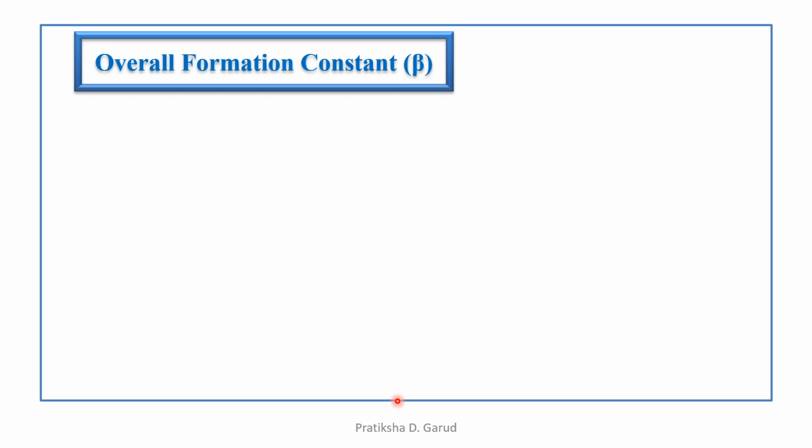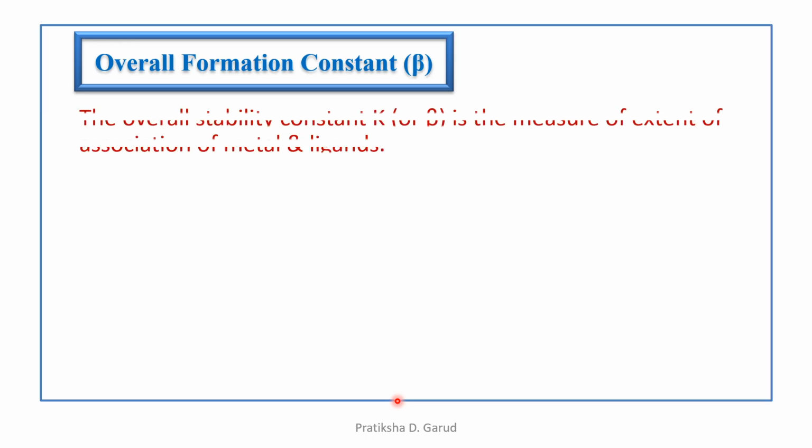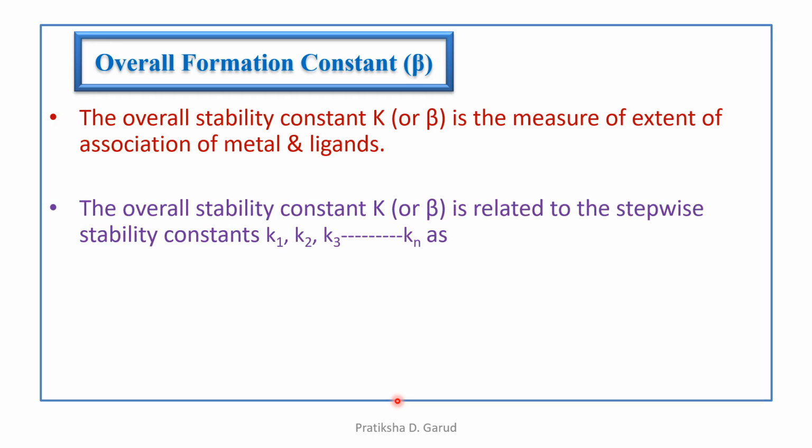Now let us start with the second type, that is the overall formation constant, and this overall formation constant is represented by the symbol beta. The overall formation constant, that is capital K or beta, is the measure of extent of association of metals and the ligands. The overall formation constant, capital K or beta, is related to stepwise formation constants K1, K2, K3 up to Kn, as K, that is the overall formation constant, equals K1 into K2 into K3 up to Kn.